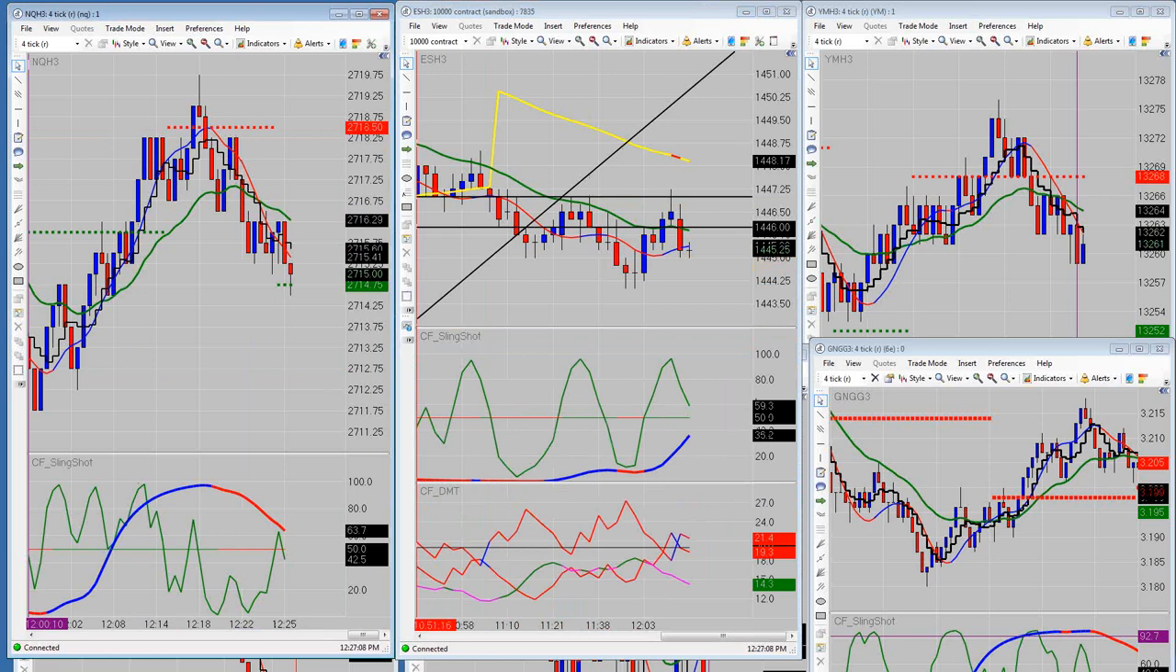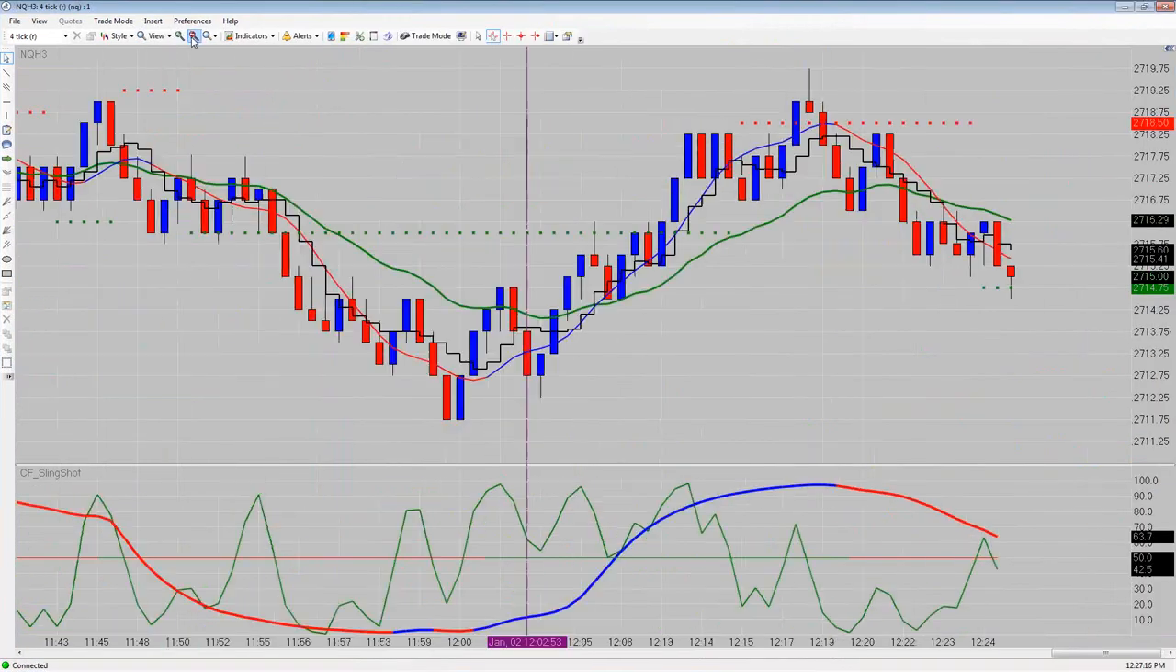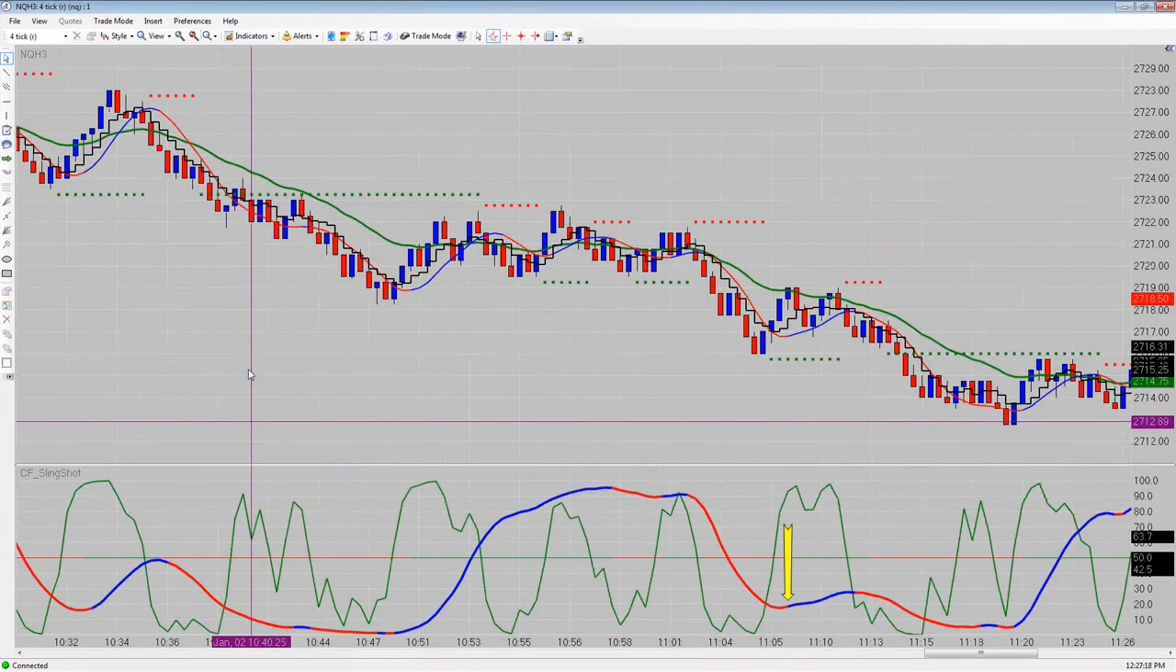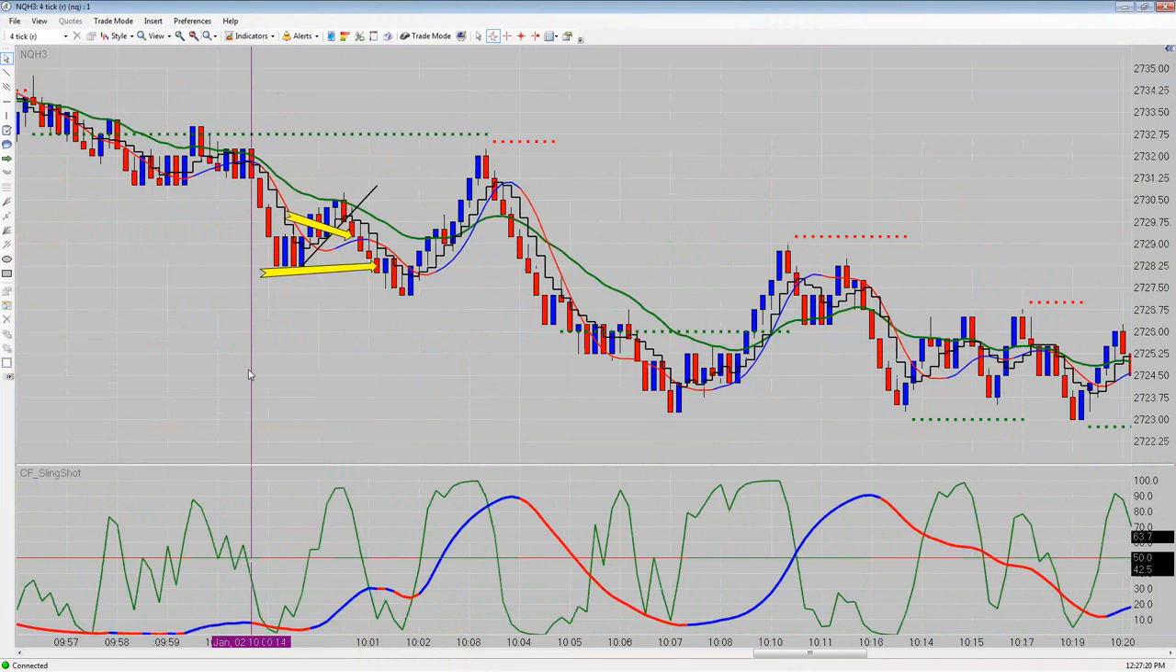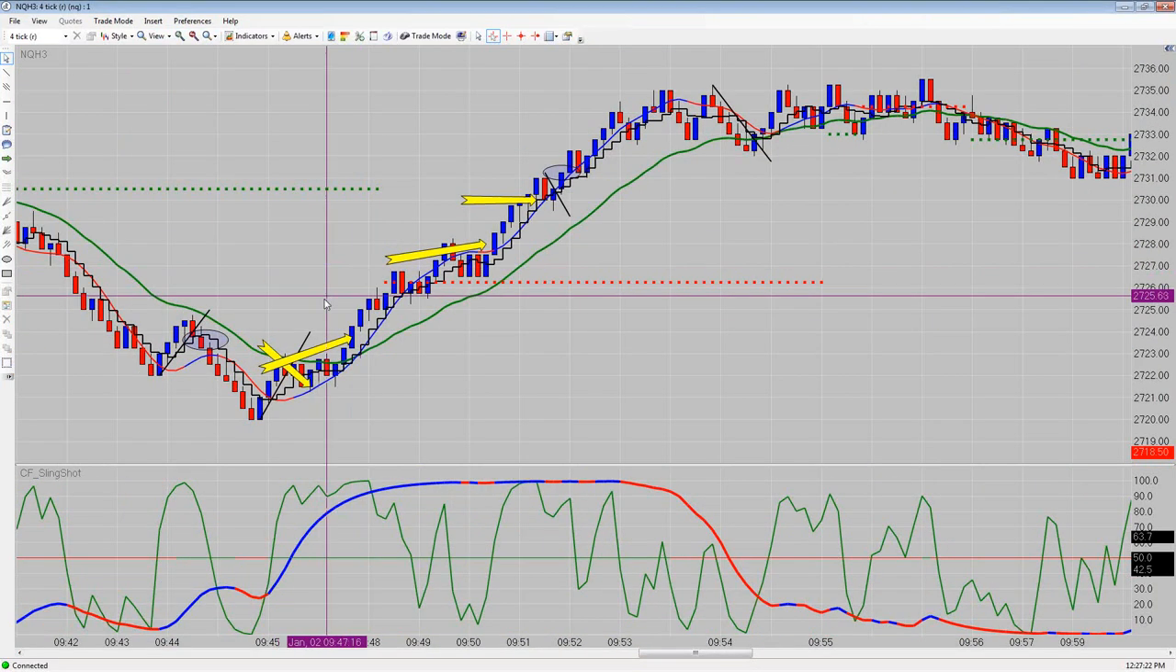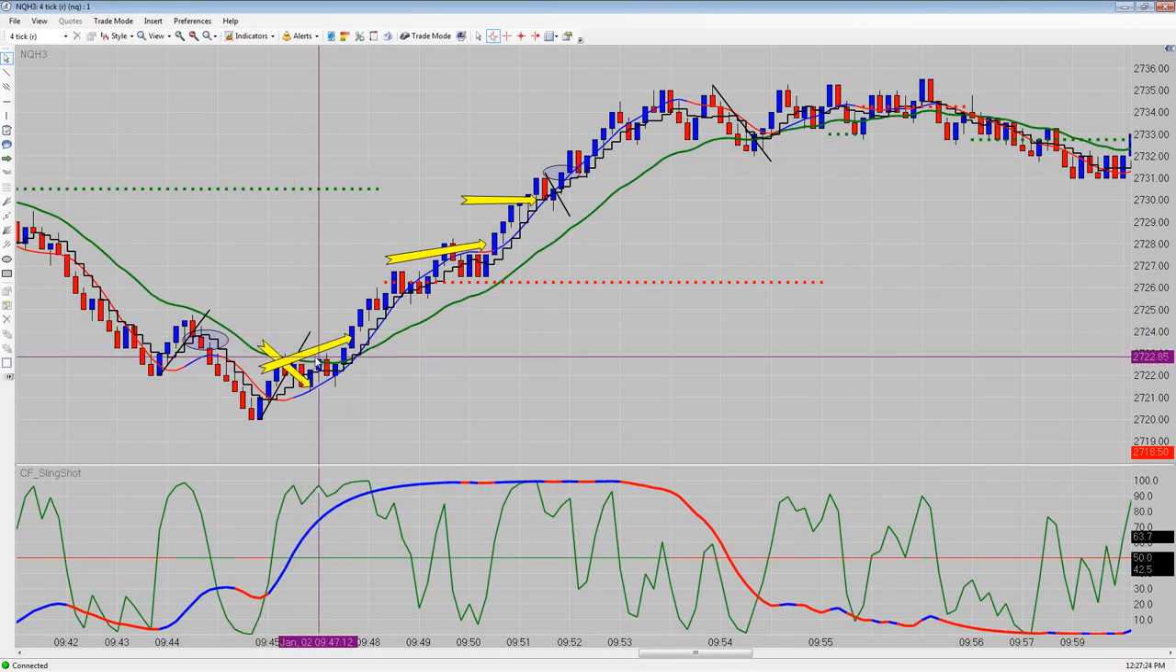Now, let's go through them all. All right, where do I start? I'll start with the NQ. That's what I started trading this morning anyway. I started the morning out with the NQ, and my first trade of 2013 was a loss. Right here. I lost this trade.